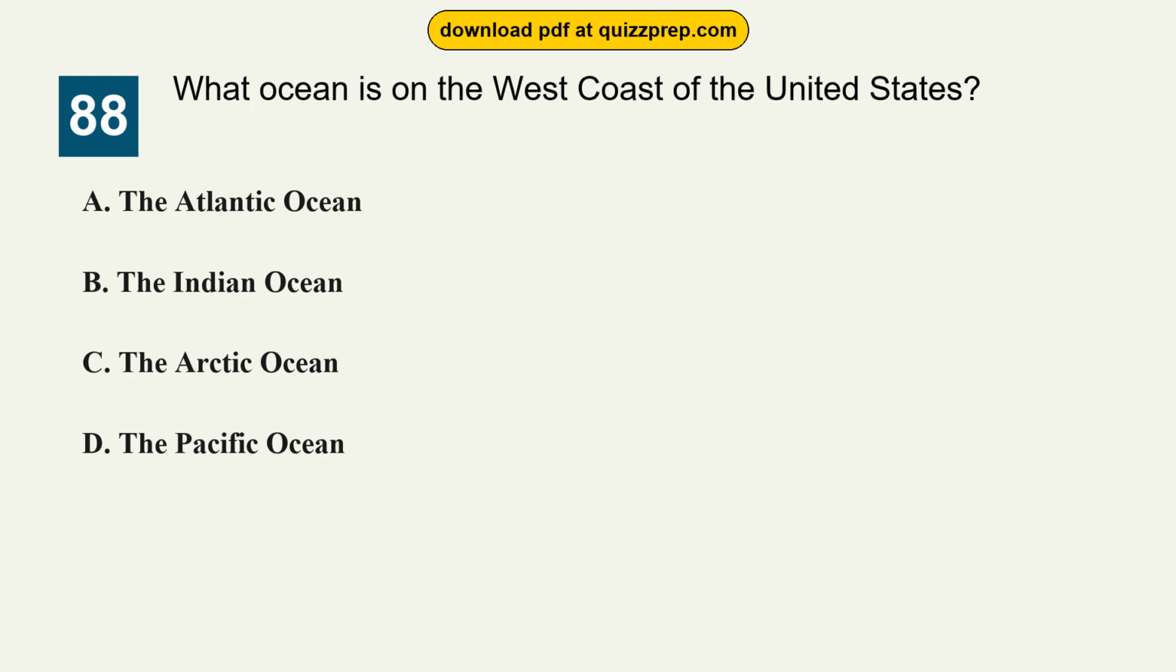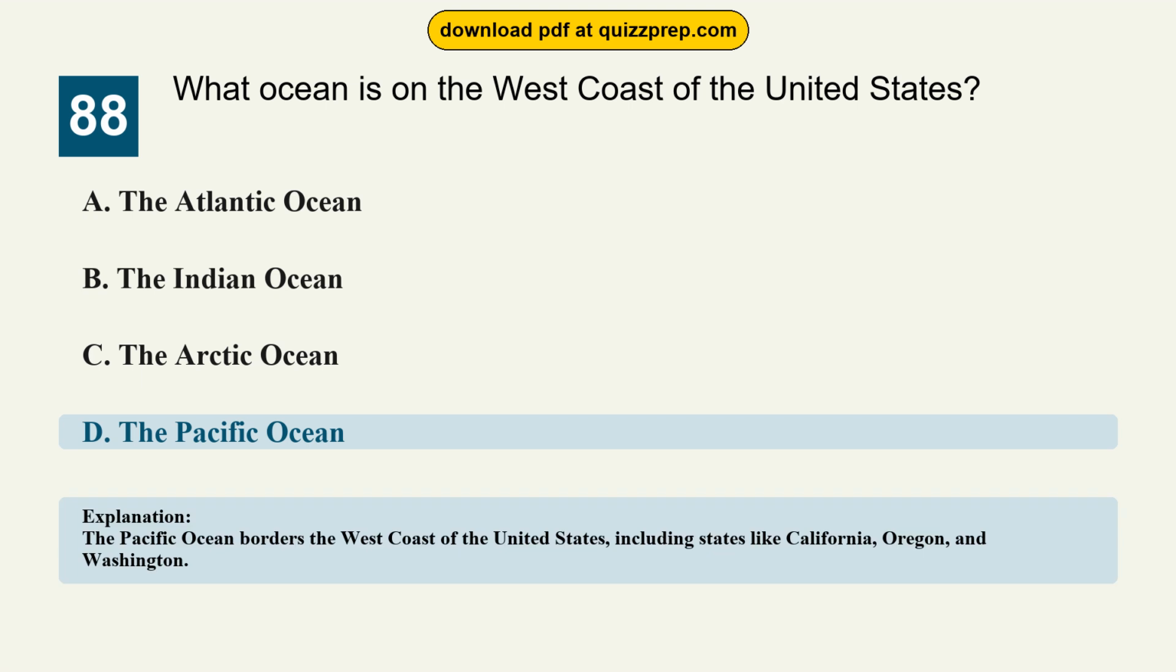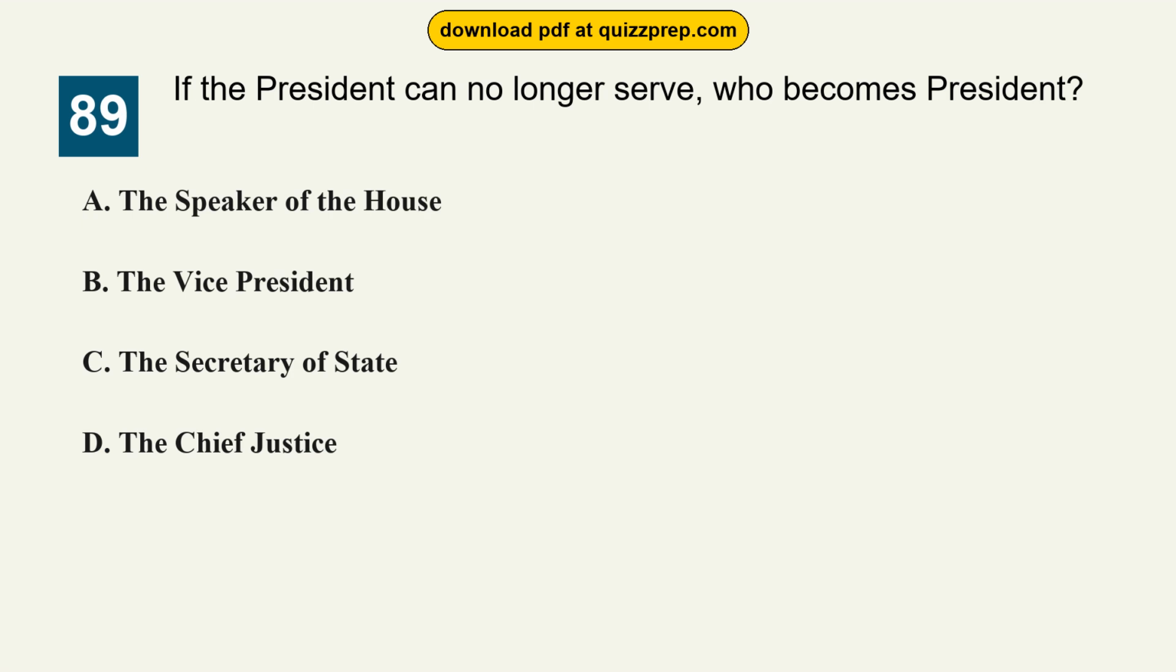Question 88. What ocean is on the west coast of the United States? Option A, The Atlantic Ocean. Option B, The Indian Ocean. Option C, The Arctic Ocean. Option D, The Pacific Ocean. The correct answer is option D. The Pacific Ocean. The Pacific Ocean borders the west coast of the United States, including states like California, Oregon, and Washington.